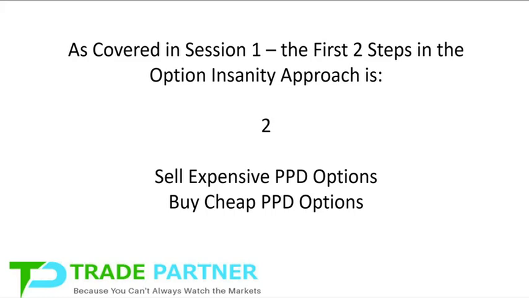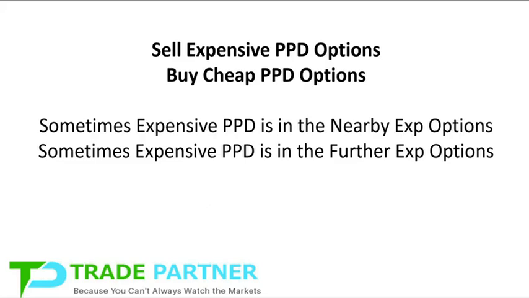And you're going to be able to see that there's expensive PPD options with further expiration. Let's say a Wednesday, it's going to be more expensive PPD than on a Tuesday. Let's say it's Monday, and that very well may be the scenario that we run into, is you'll be able to sell Wednesday and buy Tuesday and create an option insanity approach, all right? But you have to have the expensive PPD options in the further expiration and the cheap one in the nearby. So sometimes expensive PPD is in the nearby expiration options, and sometimes expensive PPD is in the further expiration options.